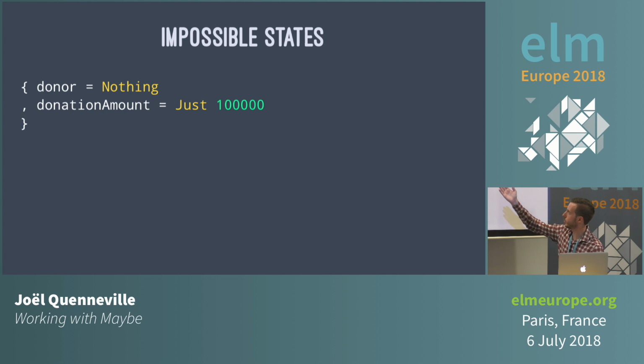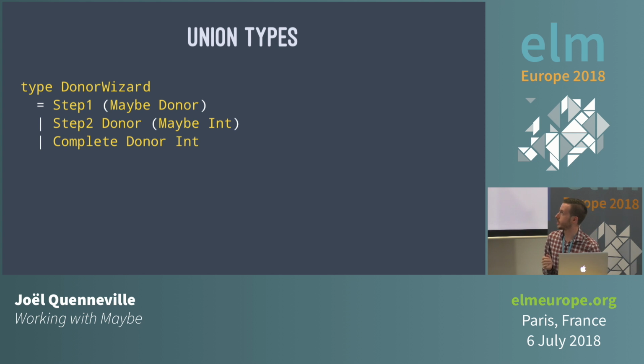Right here we say there is no donor, and that donor that doesn't exist donated $10,000. I know I would like for the universe to give me $10,000, but it's not going to happen for this charity. And so this is an impossible state. We want to prevent that. And we also would like to avoid having to do all the Maybe checking that comes with having 2 Maybes. And in a real wizard, you'd probably have 20 or 30. We can model this with a union type.